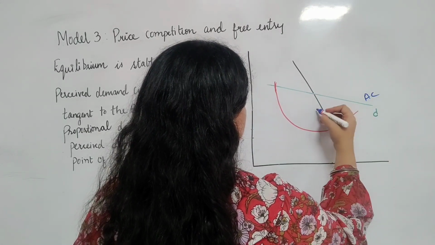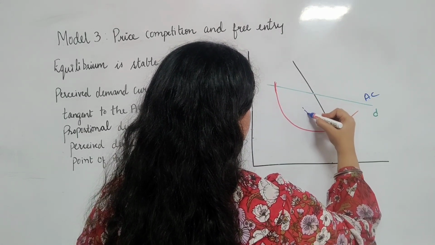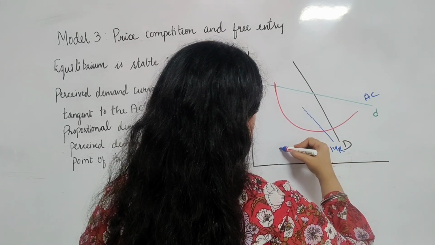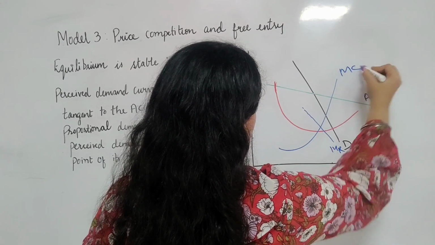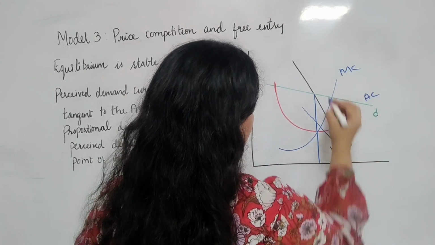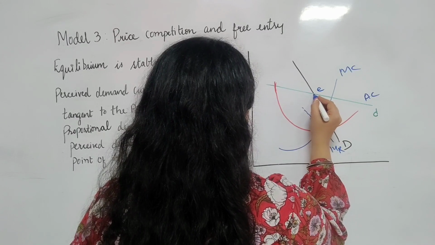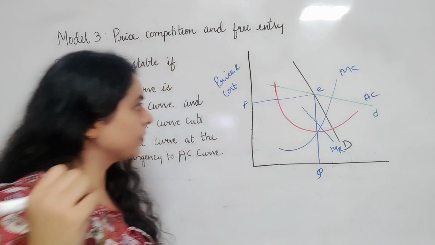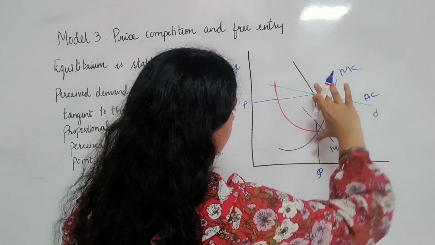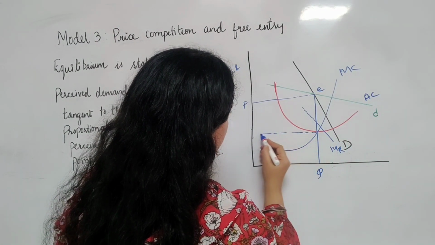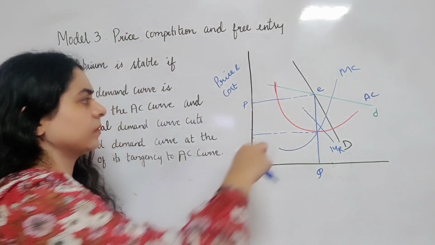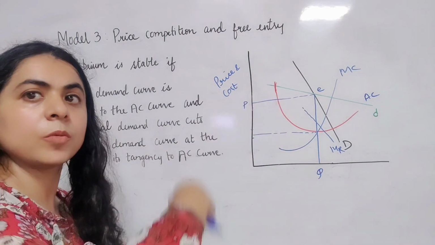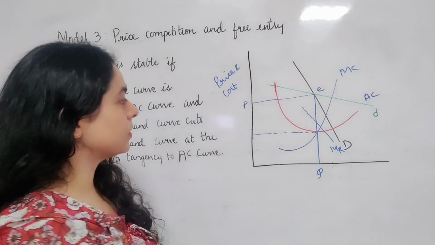Corresponding to this perceived demand curve, let's draw the marginal revenue curve of the firm, and here we have the marginal cost curve. So equilibrium is established at this point E with a price P and quantity Q. Since price is greater than the average cost of the firm, the firms are earning supernormal profits, and as a result, attracted by supernormal profits, new firms will enter.